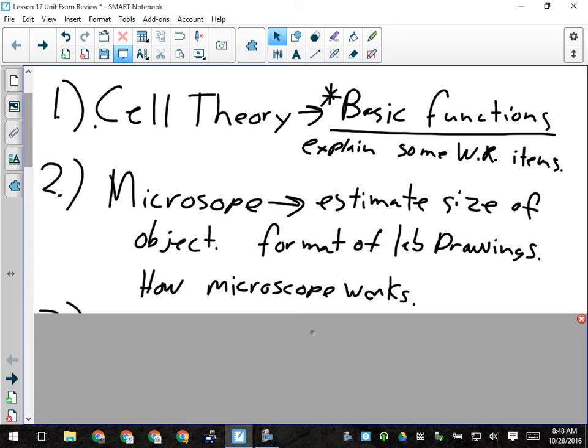Okay, so I would say that most of that is probably going to be multiple choice. Most of the stuff about the microscope is going to be multiple choice stuff. And there are 26 multiple choice questions on the test.